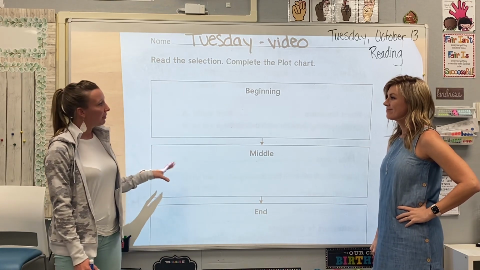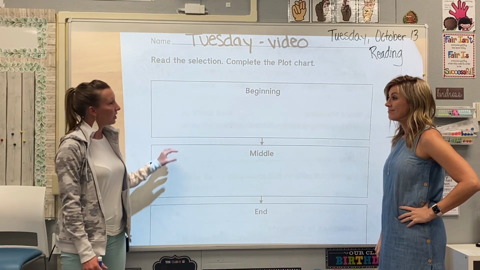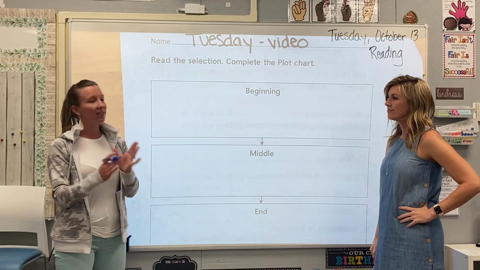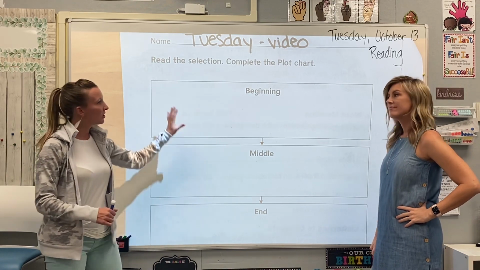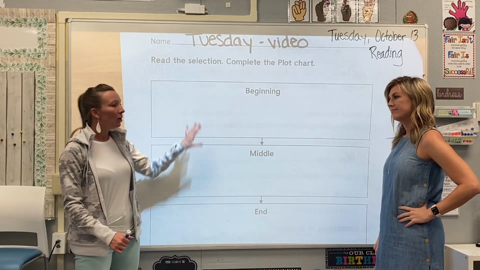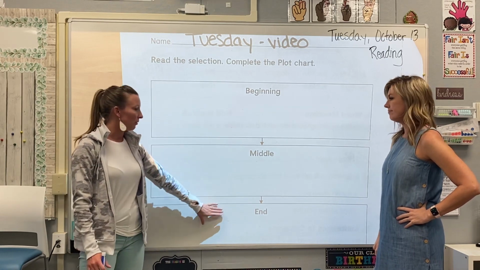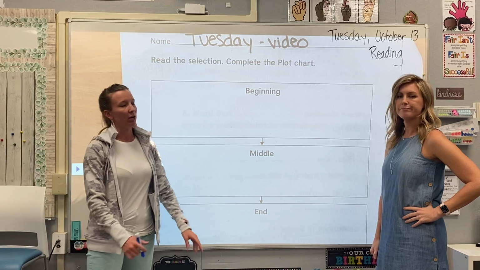We've talked a little bit about this, I know, in reading groups for sure, but when we do this, we're going to kind of break up the story into three main sections. So we're going to talk about the most important thing that happened at the beginning, what mainly happened in the middle, and then you're going to be responsible for filling out what happens at the end of the story.